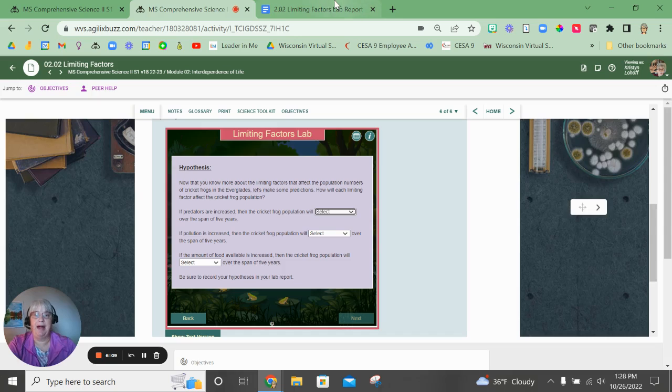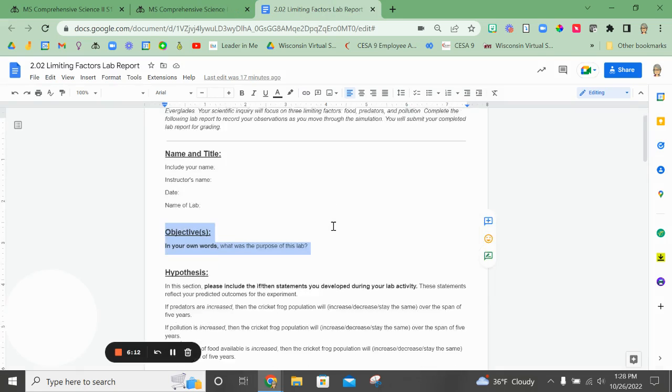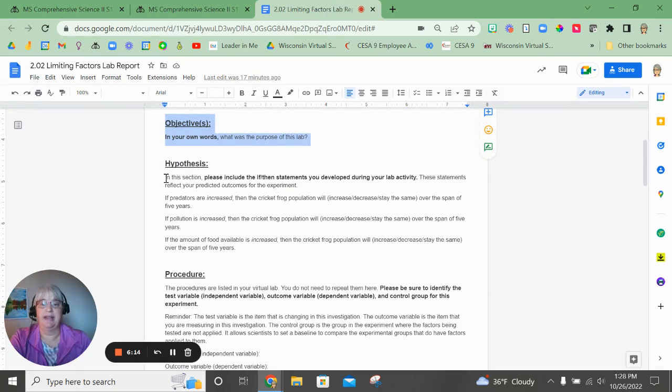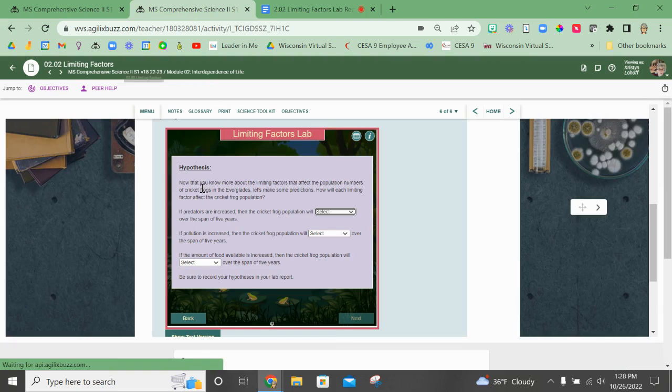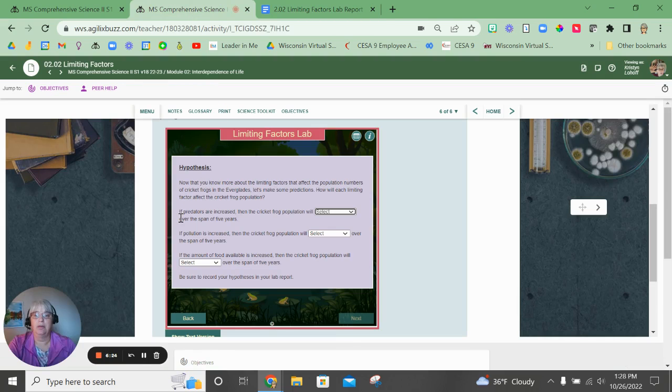All right, hypothesis. So now we are on this next section here. In this section, you're going to include the if-then statements that you developed in the lab activity. They are copied here for you, and you will need to make your predictions. If the predators of the cricket frog are increased, the cricket frog population will... I'm going to choose stay the same for all three.